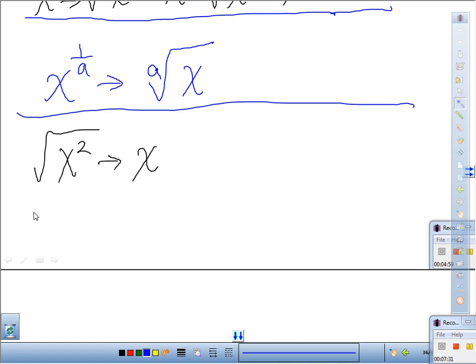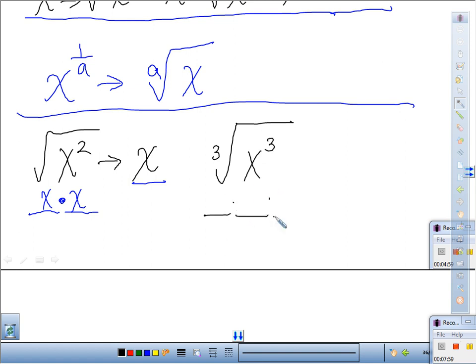Square root means what number times itself 2 times equals x squared? Oh, that's x times x. So the number is x. That's why. Therefore, if I was to write cube root of x cubed, what number times itself 3 times gives us x cubed? X times x times x gives us x cubed, so this is x. So far, so good?